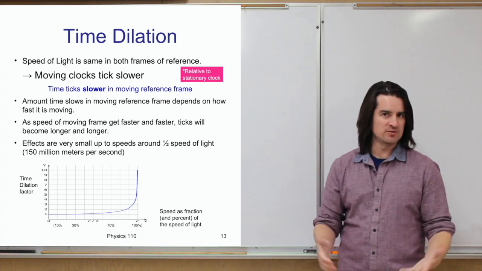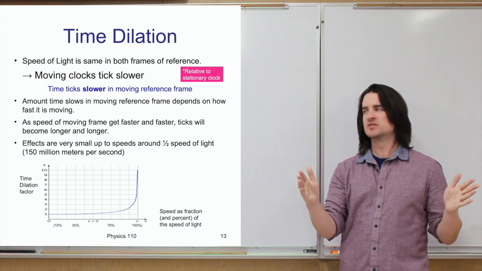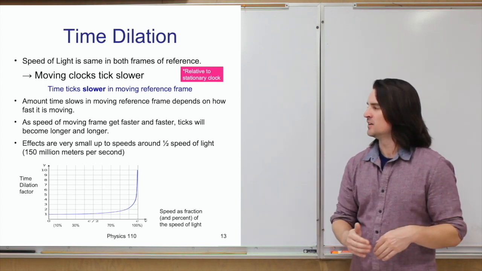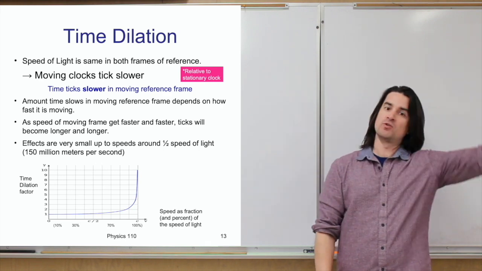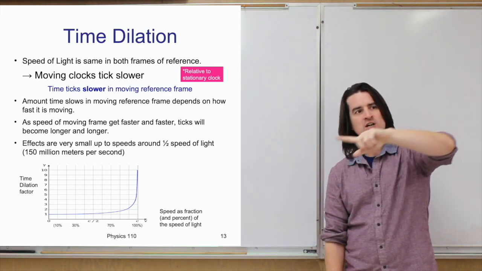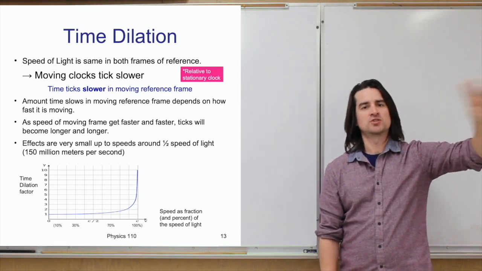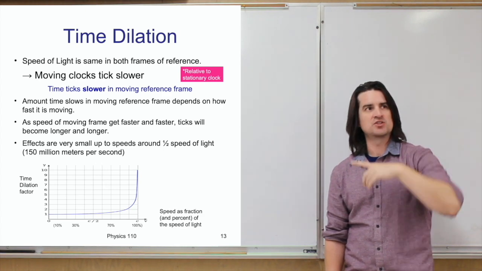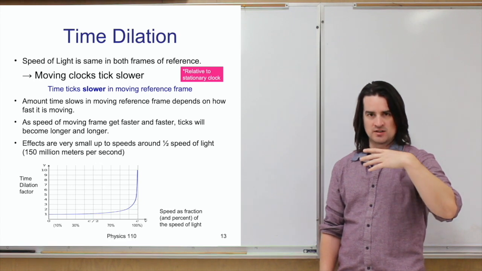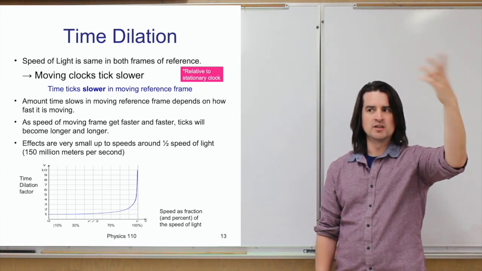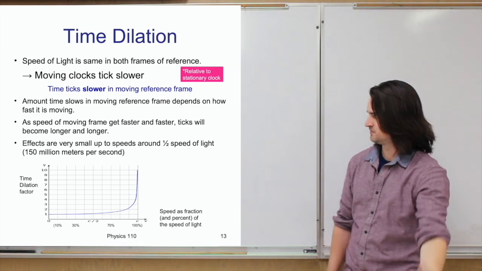And the amount that time slows down, the amount that one tick elongates or dilates, depends on how fast that other reference frame is moving. So if the person in the spaceship were going even faster, then the photon would need to go even further to go through one tick, so the tick that the person B sees is going to be even longer. So the faster and faster that moving reference frame is going, the slower and slower you're going to see their clocks ticking.